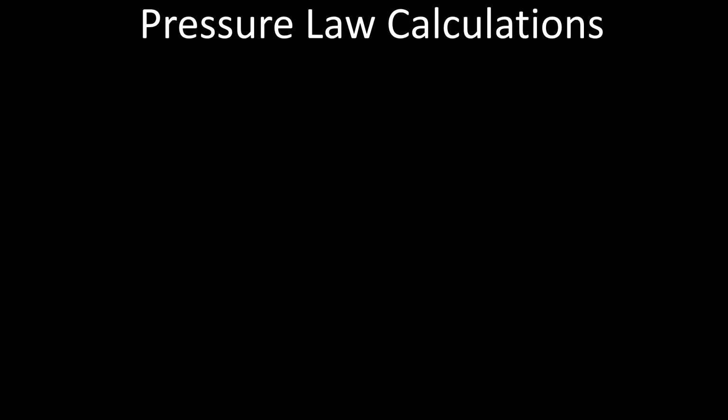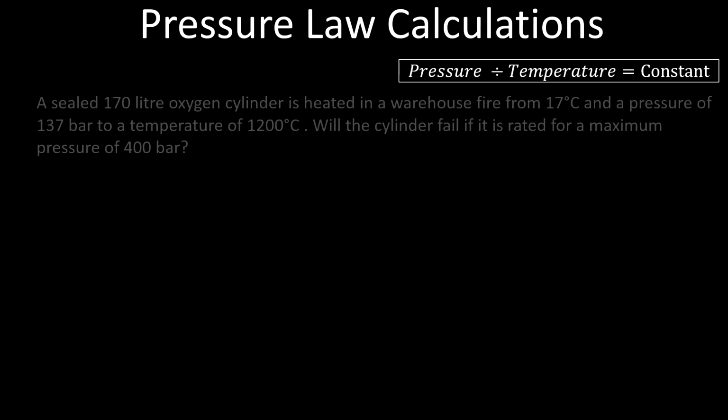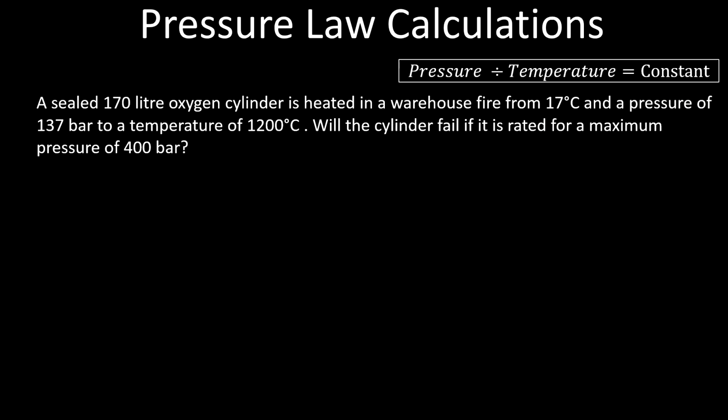A calculation here then, this is a slightly more complicated one. I've kind of thrown the tricks that you might see into this one. Again, we write the equation down. And this time I'm going to use a starting and end situation that involves a temperature change. So we've got a sealed 170 litre oxygen cylinder heated in a warehouse fire from 17 degrees C and a pressure of 137 bar. A bar is just a pressure equivalent to 1 atmosphere, to a temperature of 1200 degrees C. Will the cylinder fail if it's rated for a maximum pressure of 400 bar?